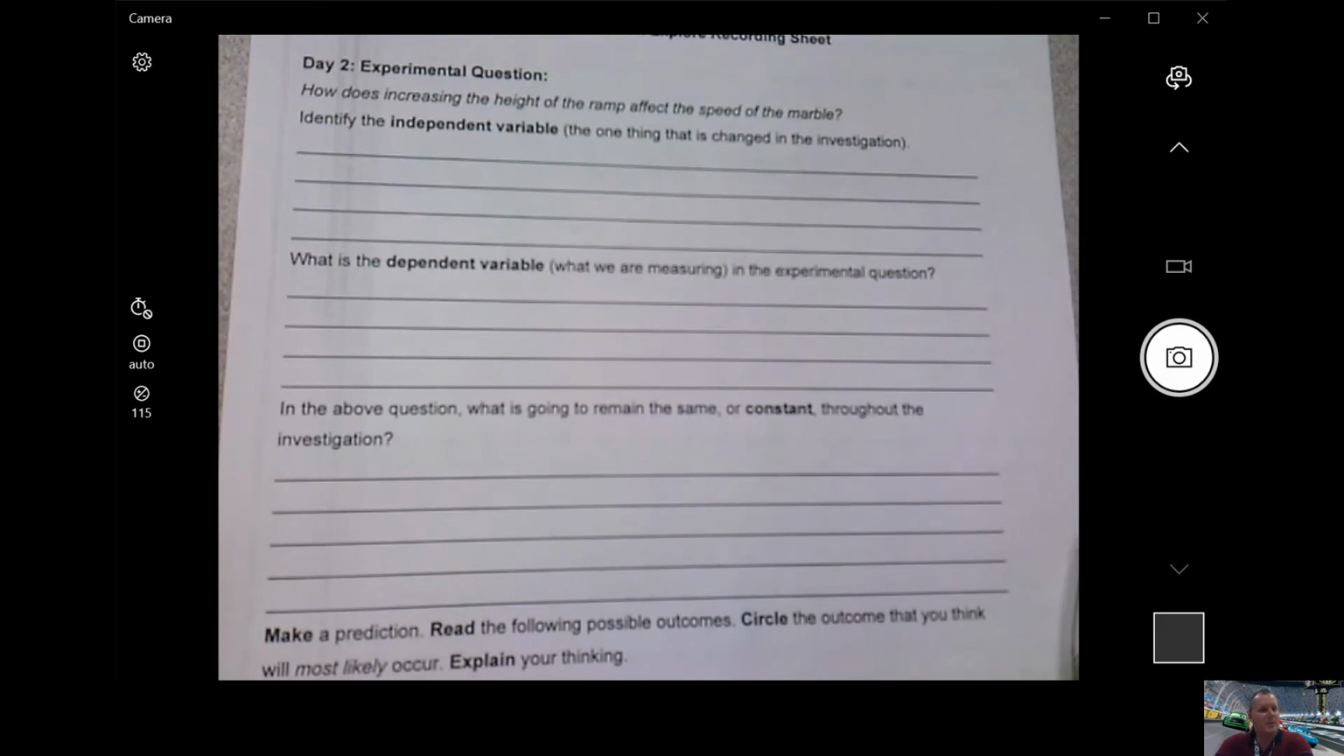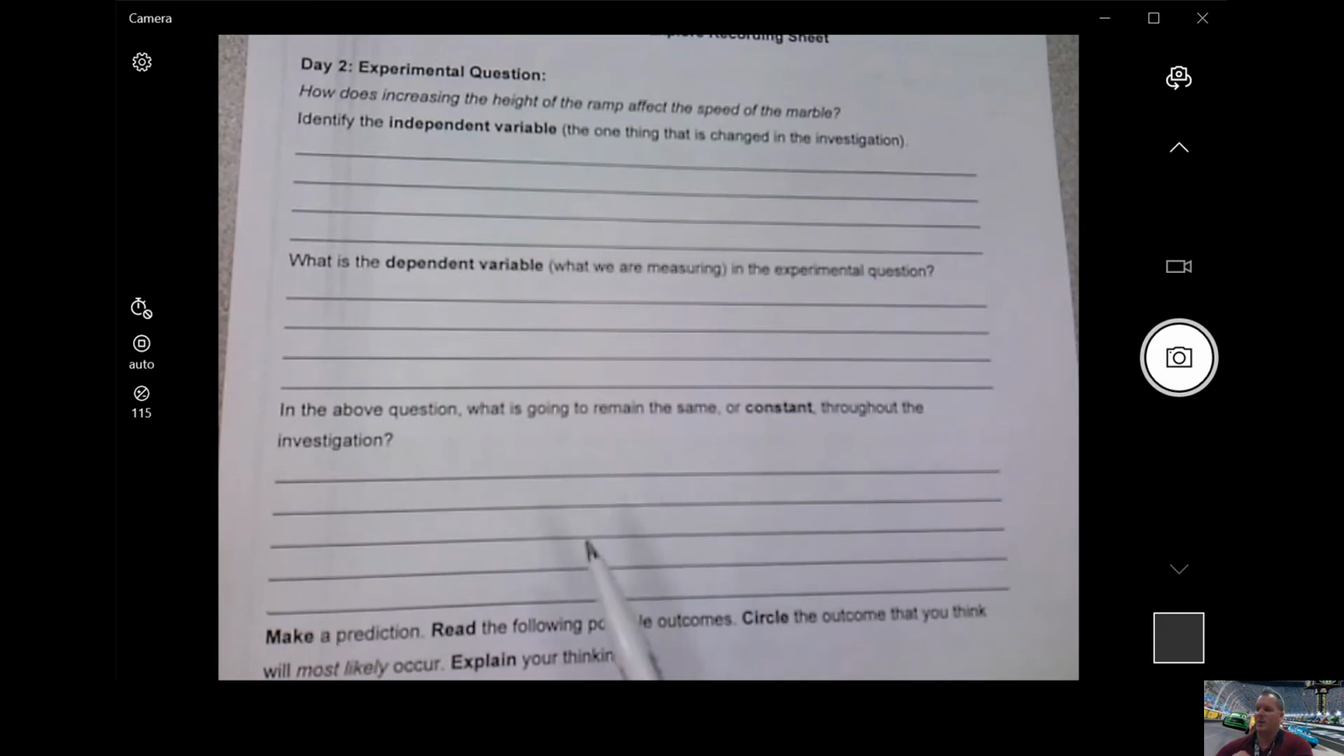So that's something that needs to stay the same. Each group should have the same mass of marble, and you could totally measure that. You can use a scale to measure that. So that would be one thing that would stay constant.